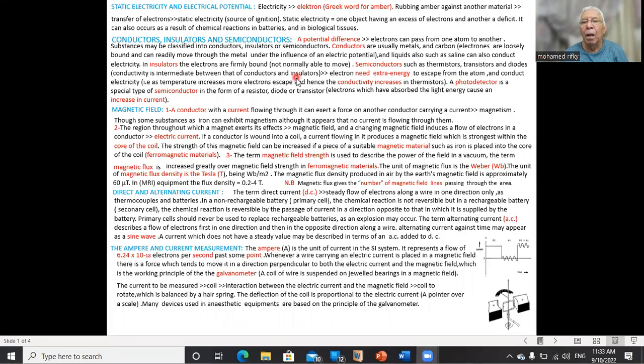Rahman Rahim. Today we will discuss electricity. First of all, we'll discuss static electricity and electrical potential.